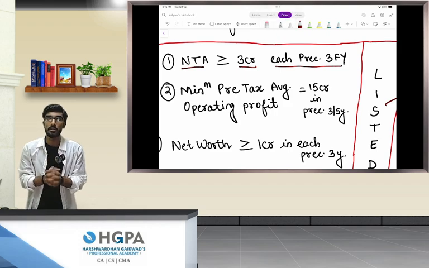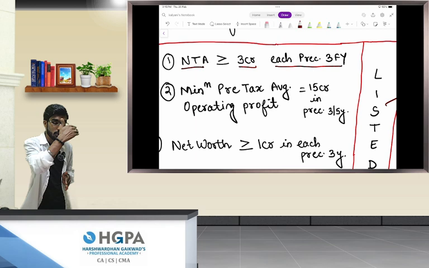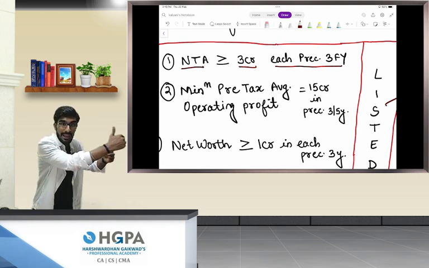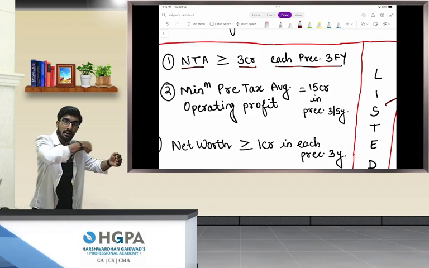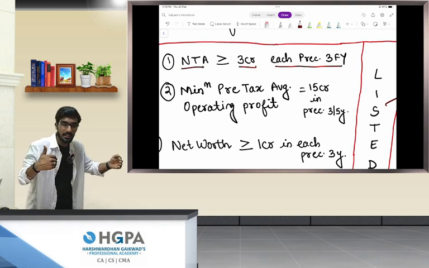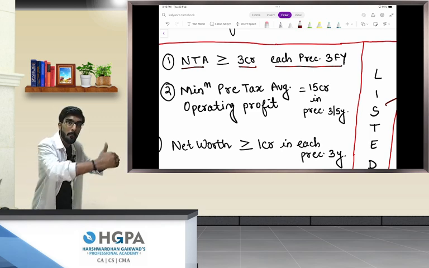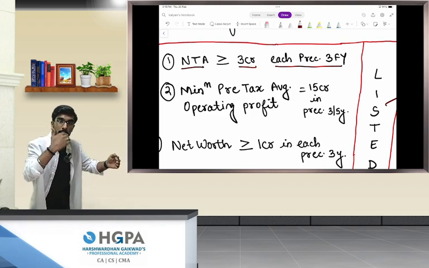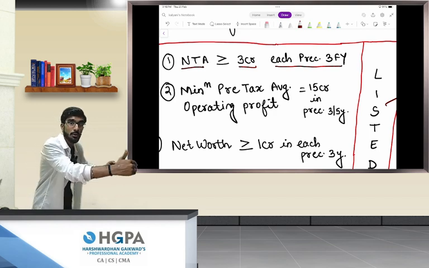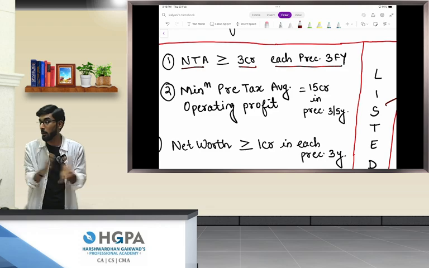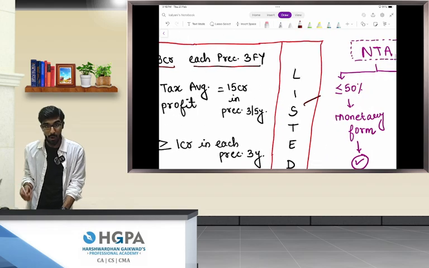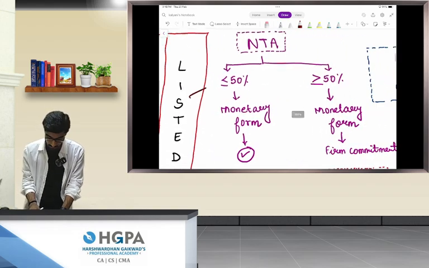today is 2025, correct? 2024, 2023, 2022. In each of these financial years, the net tangible assets should be at least 3 crores in each of the preceding 3 financial years. In 2024, 3 crores, 2023, 3 crores, 2022, 3 crores, at least 3 crores, not less than that. Clear? Now, there is one more condition to that.